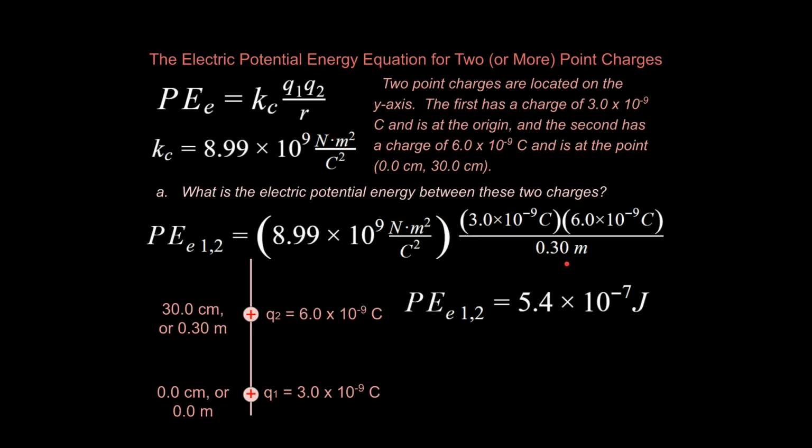This R value has to be changed into meters, even if it's given to you in something else. So it's given in centimeters, has to be changed to meters to get a standard-based answer. That would be joules for energy. And note also I'm going to label this as the electric potential energy between points 1 and 2. And I'm doing that because I'm going to build on this problem and make it slightly more complex so that you can see how to do a multi-charge system.